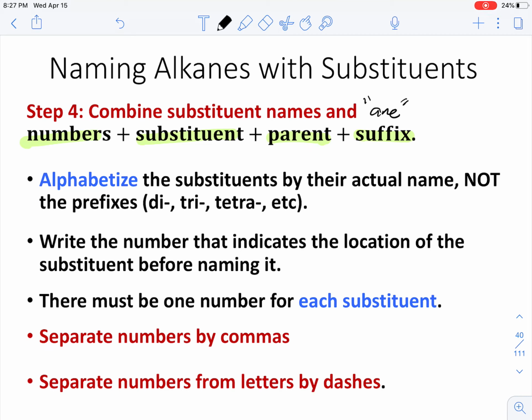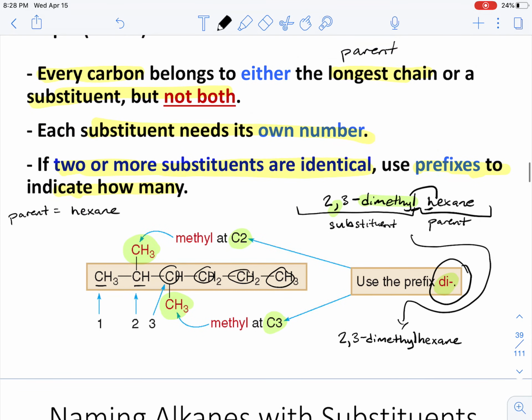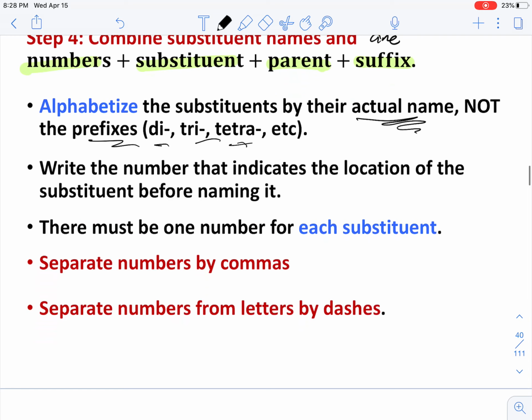Now, if you have multiple substituents, you need to alphabetize your substituents based on their actual name and not the prefix. And we'll go over examples of what this means. Okay. And you always want to write the number that indicates the location of the substituent before naming it. Hence the reason why the numbers are written before the actual identity of the substituent. And one number must be allocated for each substituent. It doesn't matter if they're on the same carbon or on different carbons.